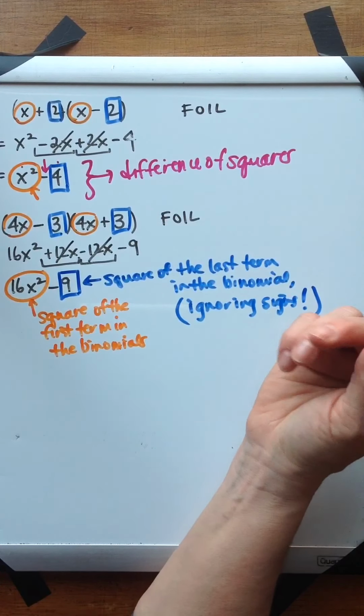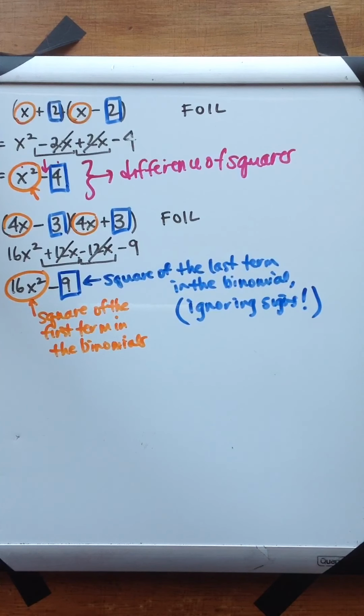Enjoy your practice for 5.2. Start to recognize when you have perfect square trinomial answers, when you have difference of squares answers, but more importantly, what types of questions generate those specific answers.